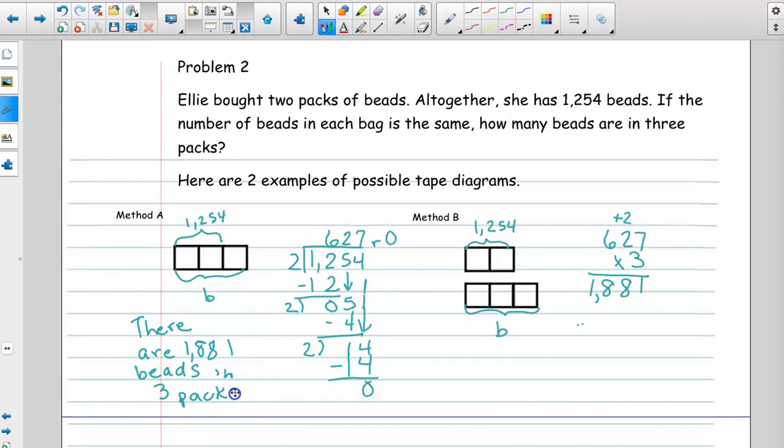All right, get to work on the problem set. Do a good job.